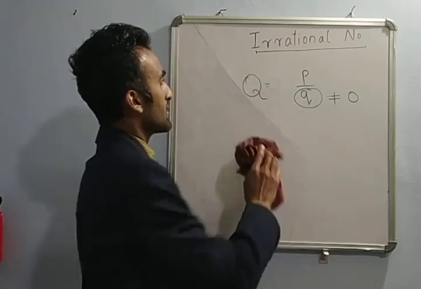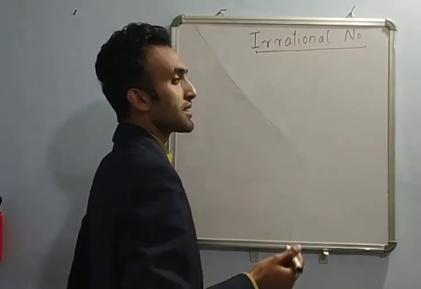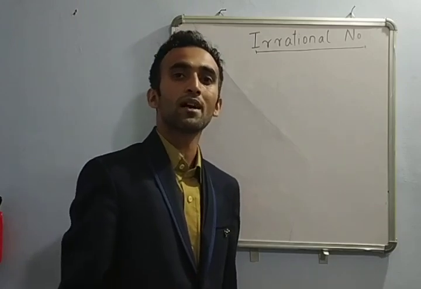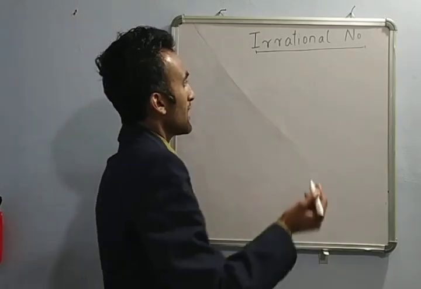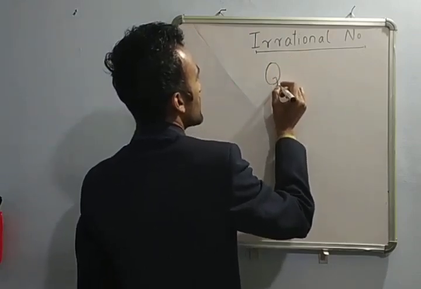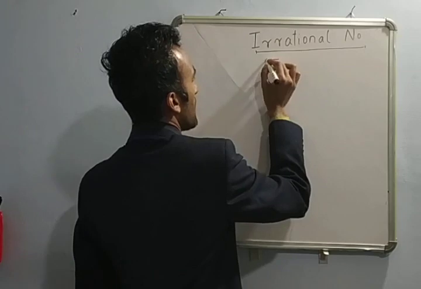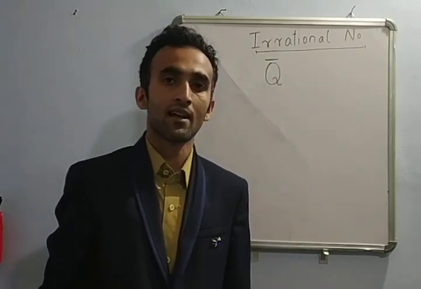Let's see what is irrational. Very simple. What is irrational? A number which is not of the form p by q. A number which is not of the form p by q is called an irrational number and is denoted by Q with a bar on the top. Bar means not Q, means not rational, so it is irrational.